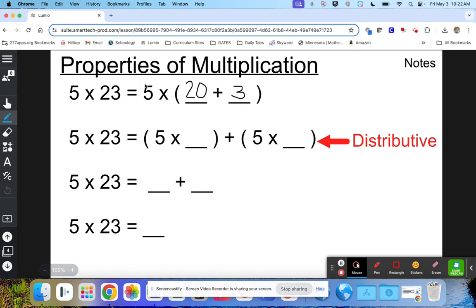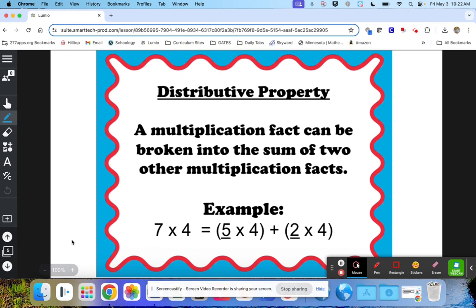Again, I mentioned that the distributive property is like a rainbow. Because we're multiplying 5 times this 20 plus 3, we can, let's change my color here so you can see it a little better, we can rainbow out the 5 times the 20. So that's going to be what our first one is here, 5 times 20. Our next one is 5 times 3. So we can rainbow out that 5 times 3. So now we just broke our problem apart and rewrote it a little bit simpler so that we know how to multiply our 5 times a double digit. So again, we just used the distributive property. Distributive property of multiplication is a multiplication fact that can be broken into the sum of two other multiplication facts.